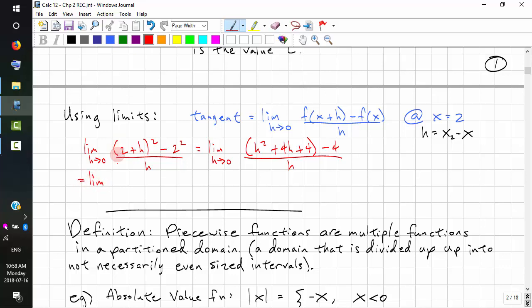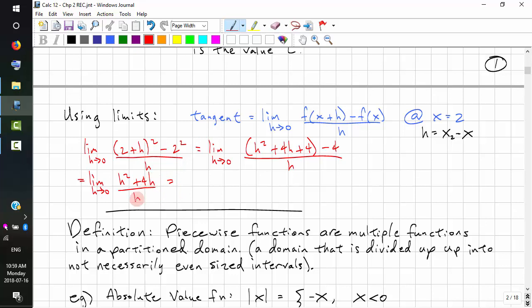Now, normally we go down the page, but it's easier for you to follow along if I go across the page here. That way you can see the whole solution at once. So now we're left with h squared plus 4h over h. We need our h approaches 0 here.